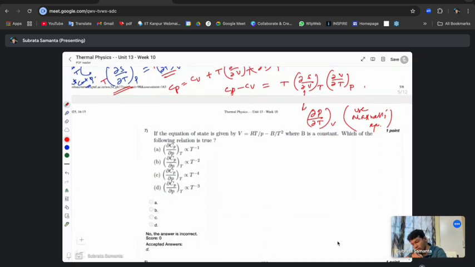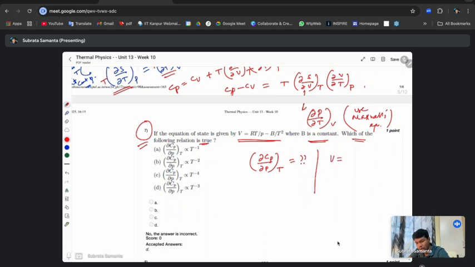In the next question, problem number 7: if the equation of state is given by V equals RT over P minus B over T squared, where B is a constant, which of the following relations is true? In the question, you have to compute ∂Cp/∂P at constant temperature, and the given is V equals RT over P minus B over T squared.